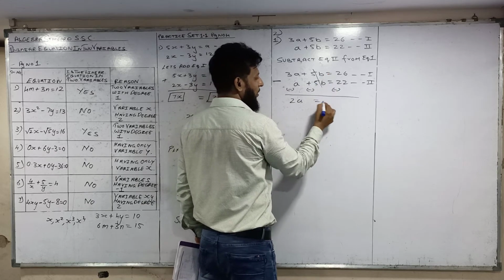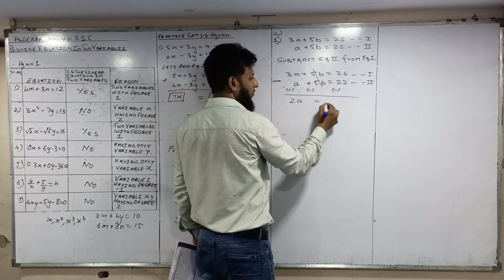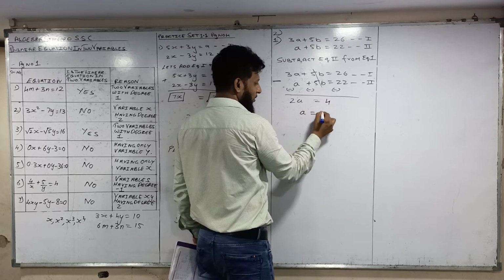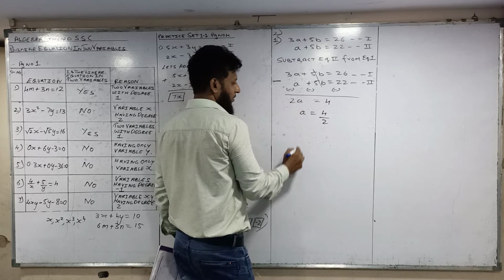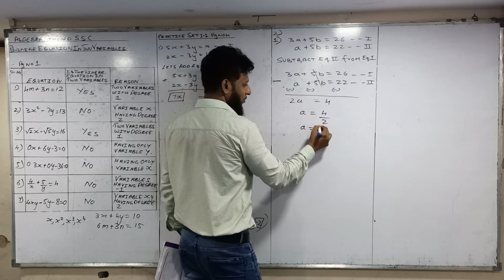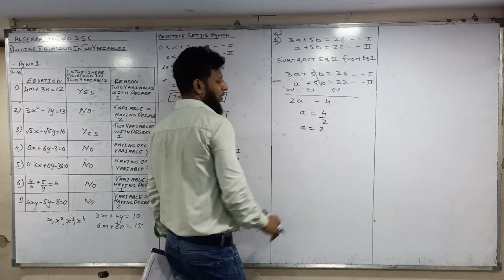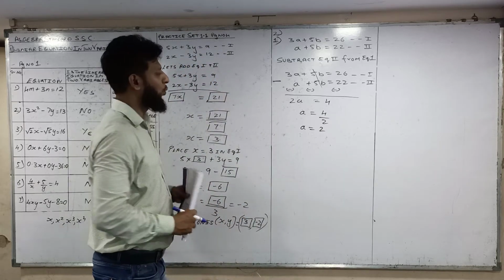Now put the equal sign: 26 minus 22 is 4. 2a is equal to 4, and 2 will divide it. So a is equal to 4 by 2, 2 ones are 2, 2 twos are 4. So the value of a is 2.